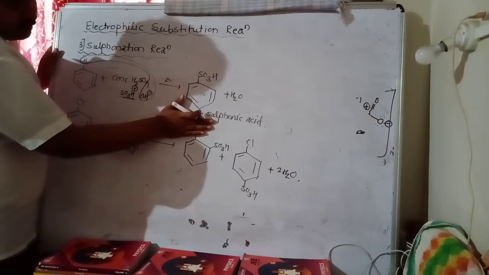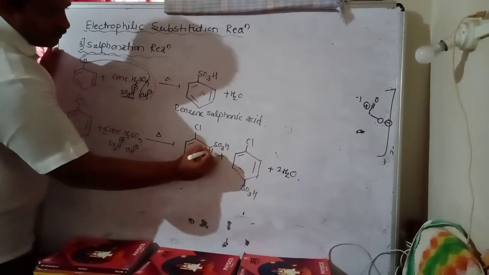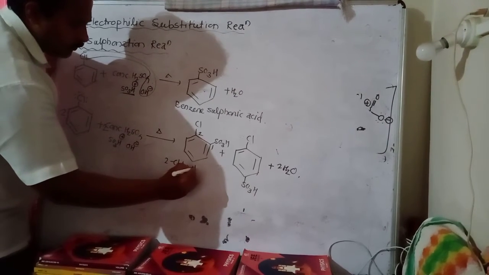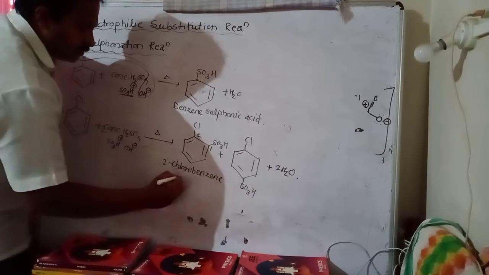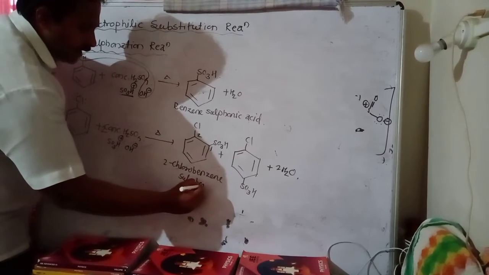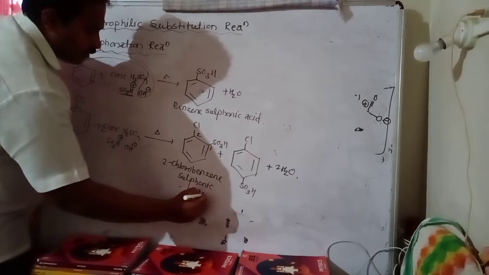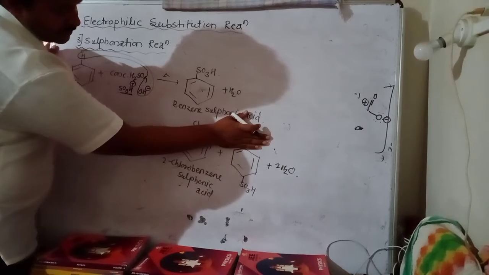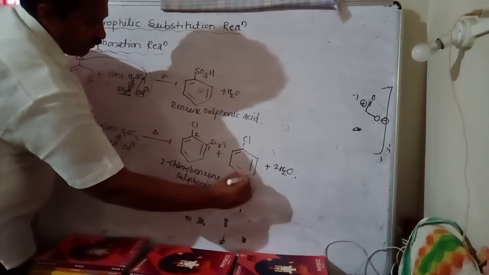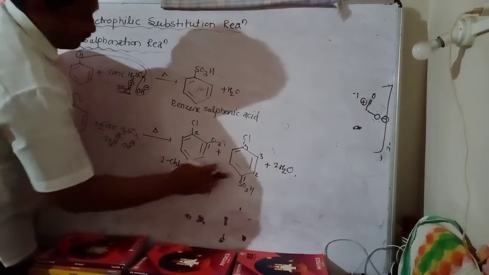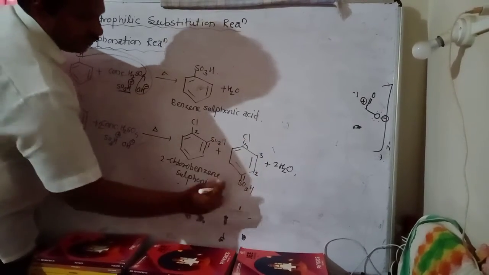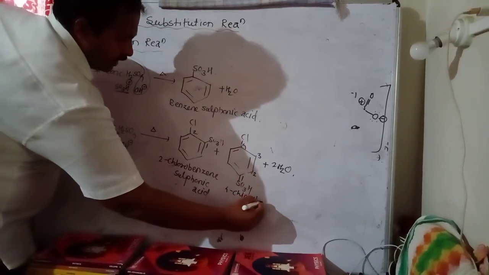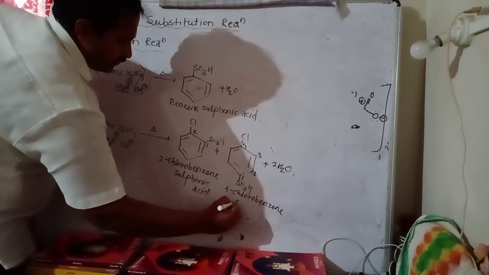What is the name of the compound? You know that it is a benzene sulfonic acid with chlorine at position 2. Therefore, the name of the compound is 2-chlorobenzene sulfonic acid. The main compound is benzene sulfonic acid. We take numbering this way: 1, 2, 3, 4. The name of the compound is 4-chlorobenzene sulfonic acid.